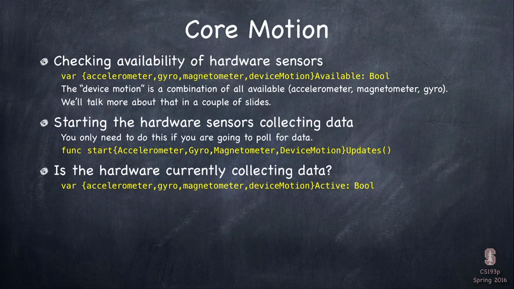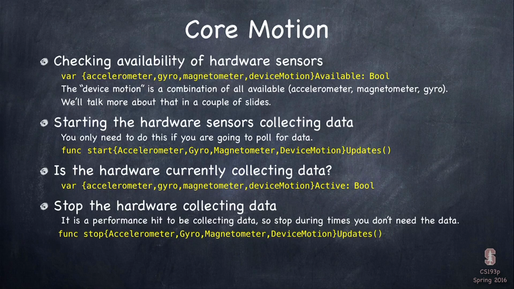By the way, you'll notice in all of this you see accelerometer, gyro, magnetometer. You also see this thing, device motion. Device motion is kind of a special device. It's really a combination of the other three, an intelligent combination of the other three. And we'll talk about that in a moment.